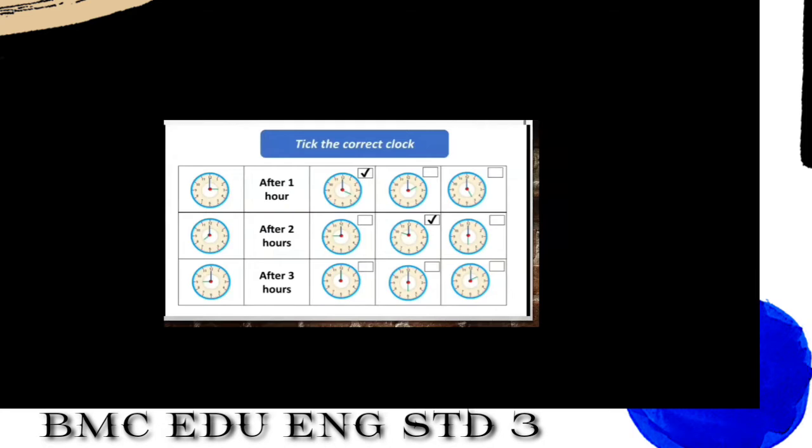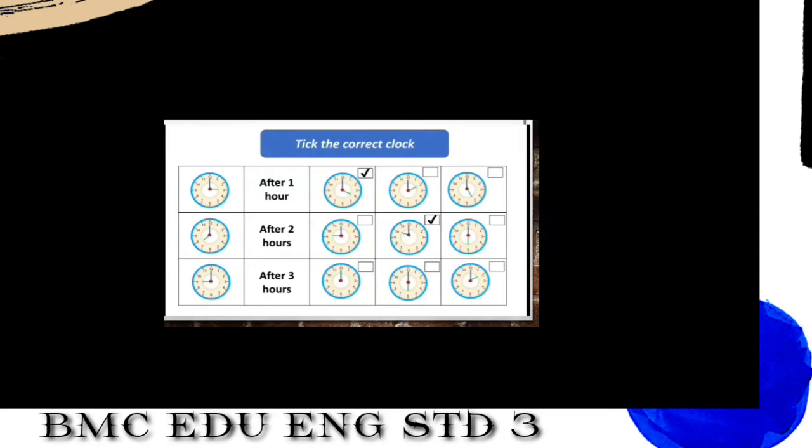Next. The last is 9 o'clock. The clock is showing 9 o'clock. Now next, after 3 hours, what will be the time? After 3 hours, it's 12 o'clock or 6 o'clock or 2 o'clock. What will be the answer?